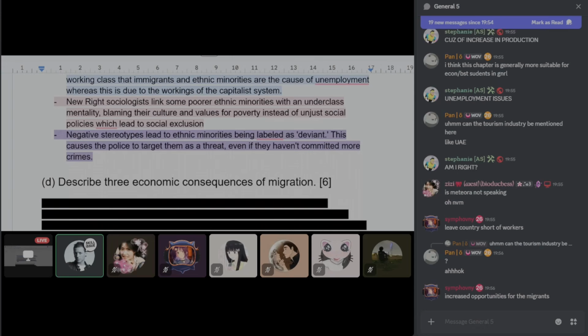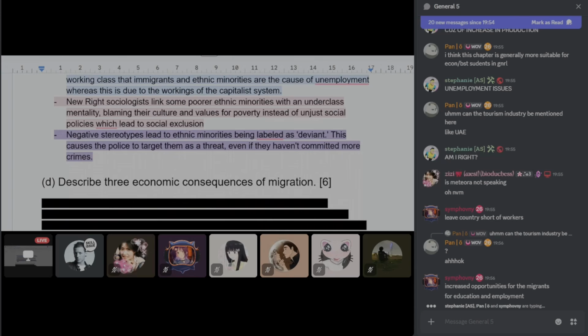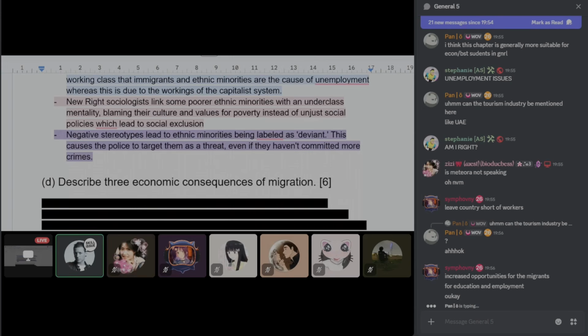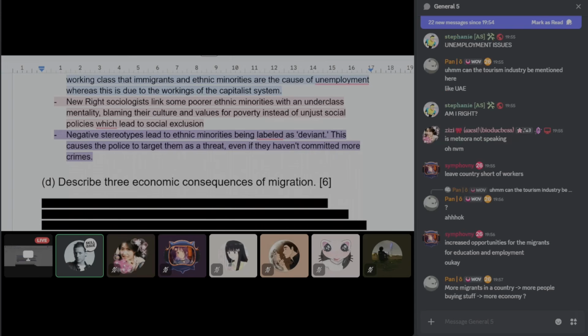Okay, Symphony's typing. Let her finish. Then increase opportunities for migrants. But that's not an economic consequence, right? That's maybe a consequence for the migrant, but not for the economy. Okay, yeah. So that would be if they would write consequence or benefit of migration for the individual. Yes, you can answer that, but as we are discussing only the economic consequences.